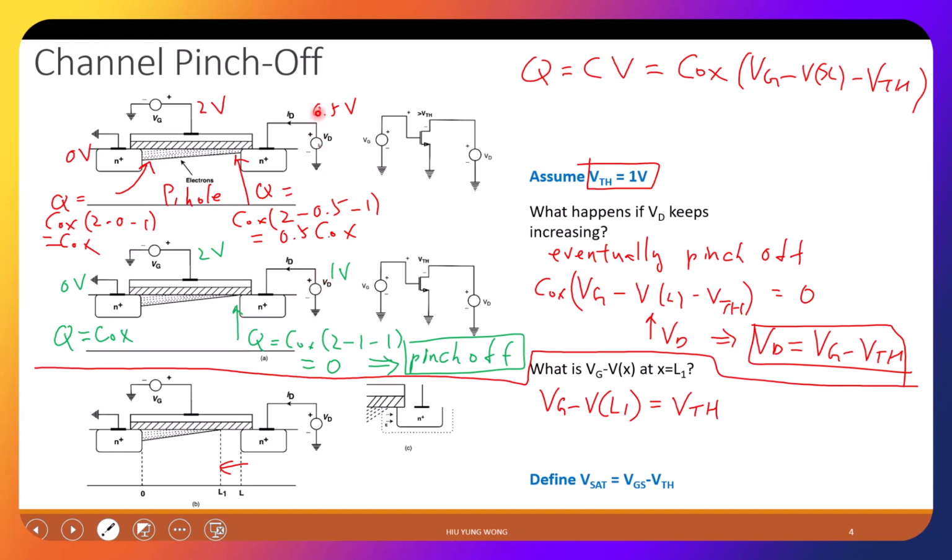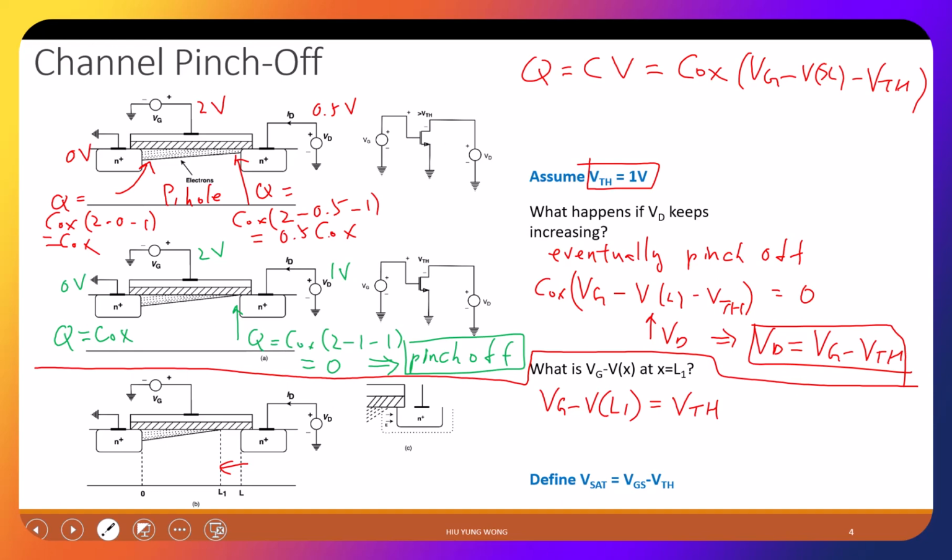And then we ask, what if I continue to increase the drain voltage? For example, I increase from 0.5 to 1 volt. Then the charge on the right is going to be Cox times 2, this is Vg, minus 1, which is the potential here, 1 volt, minus 1, which is the threshold voltage. I get no inversion charge. So the thickness that is drawn here represents how much charge you have. On the left, I have quite a lot of electrons. On the right, I just have no electrons. And this is called pinch off. It's just like you pinch off something. You pinch the tube, right? Any questions?